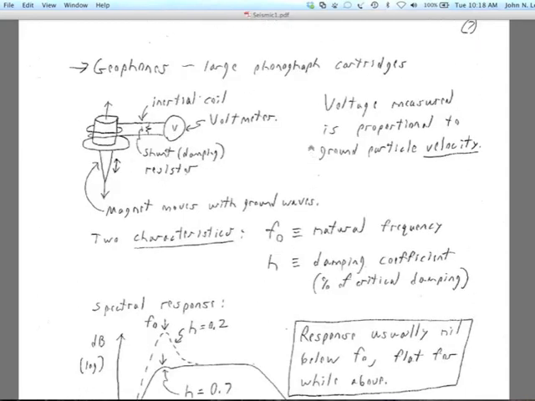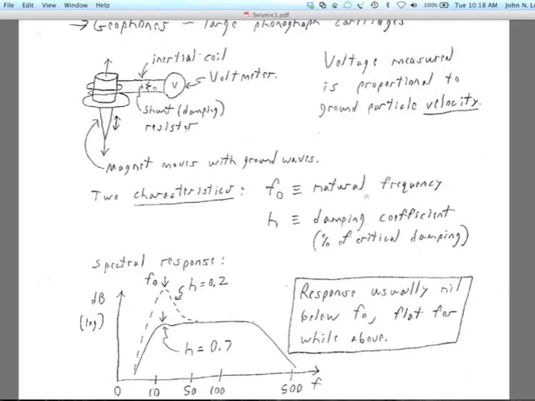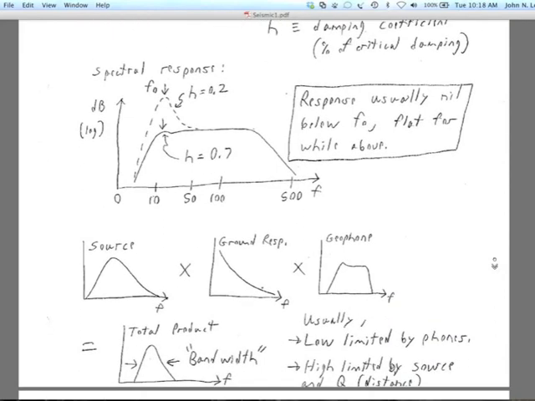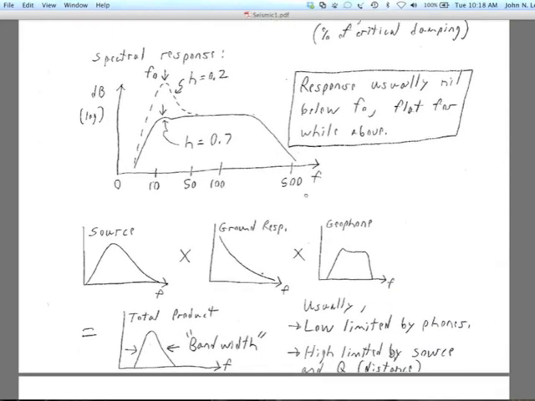Okay. Now this system of the inertial coil hanging from a spring results in two characteristics. There's a little shunt resistor in there that allows the circuit to complete, right? So depending on the stiffness of the spring, there's an F0, a natural frequency of the geophone, and depending on the resistance of the shunt resistor, there's a damping coefficient H, which is the percent of critical damping. Okay. So here's a spectrum that shows you the spectral response of your average moving coil geophone. Okay, and it's really the same in the inverse for speakers.